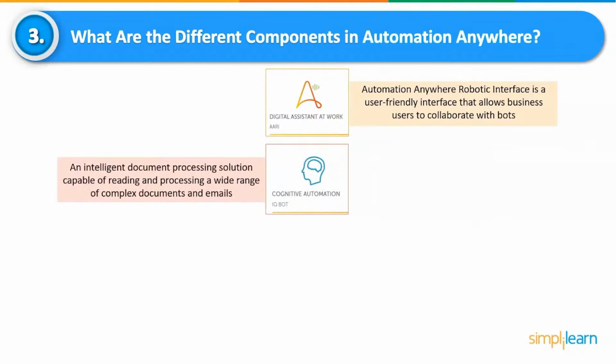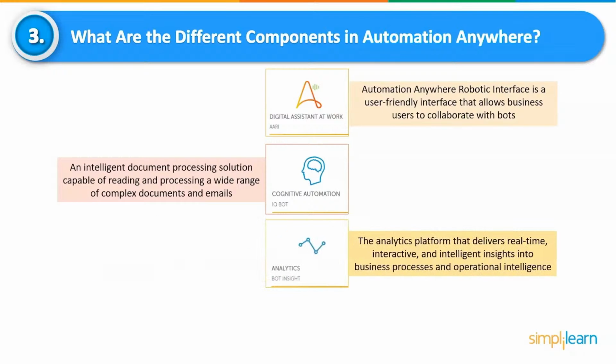IQ Bot, an intelligent document processing solution capable of reading and processing a wide range of complex documents and emails. IQ Bot intelligently captures, classifies, and extracts semi-structured and unstructured data using RPA and multiple AI techniques, allowing document-centric business processes to be automated end-to-end. Bot Insight, the analytics platform that delivers real-time, interactive, and intelligent insights into the business process and operational intelligence.